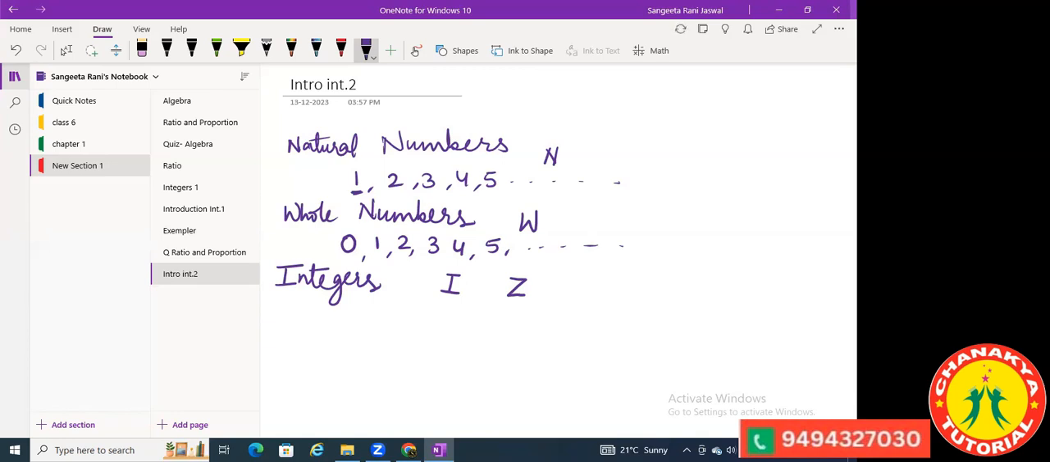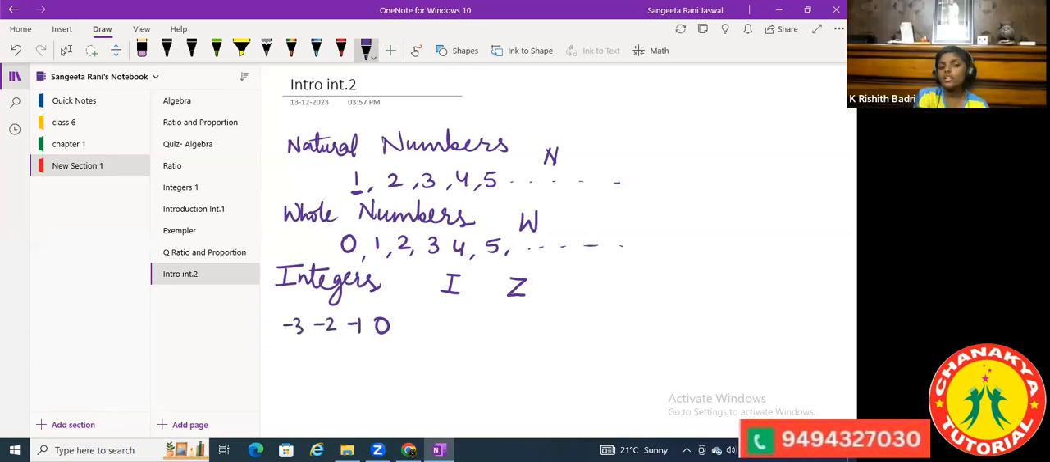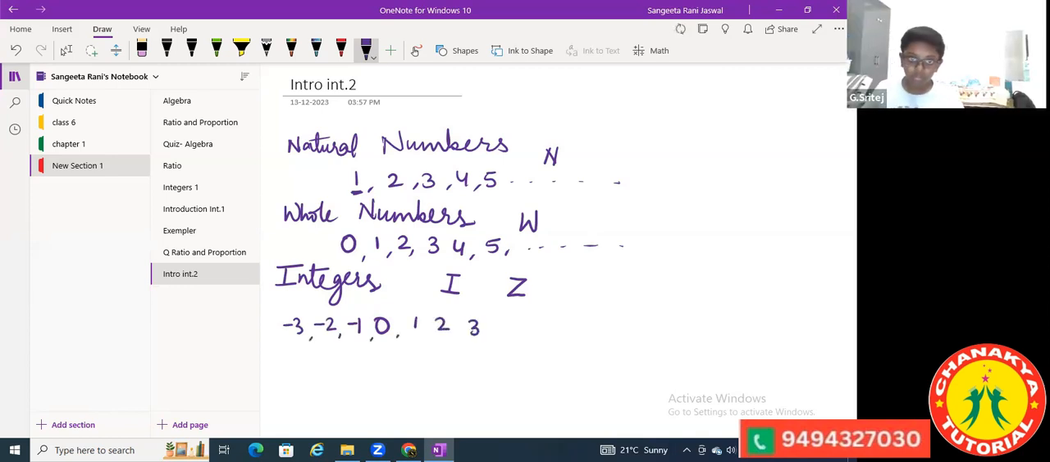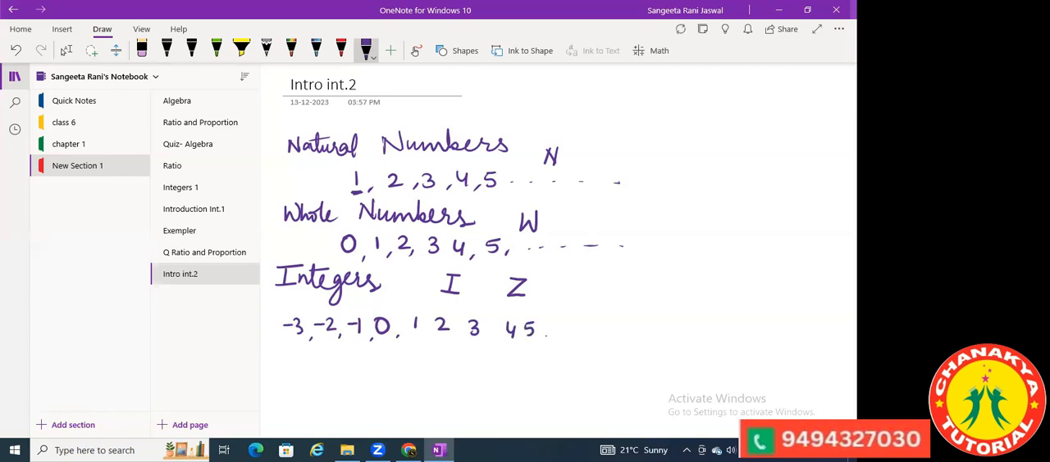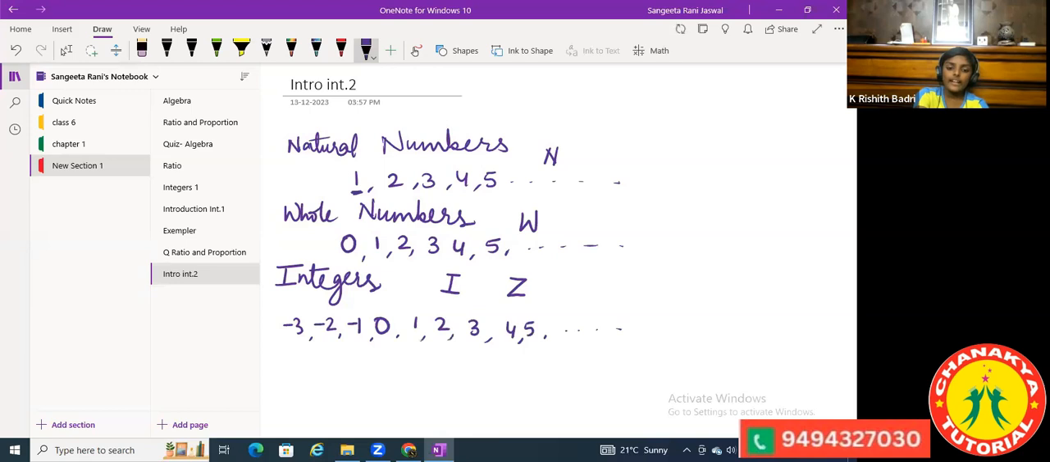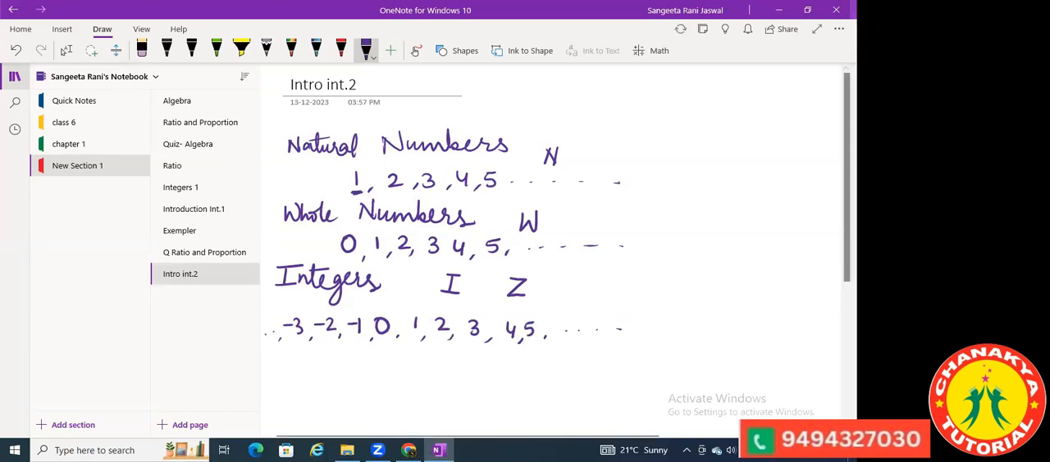So that's the set of integers. Integers are when you have numbers below 0, that means negative numbers, and above 0 also. They also come under integers. Ma'am, they're called positive integers. Positive integers, and below 0 are negative integers. Ma'am, like minus one is the additive inverse of plus 1. Okay.